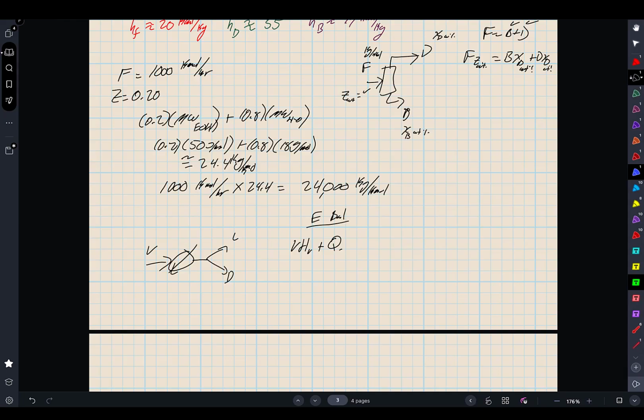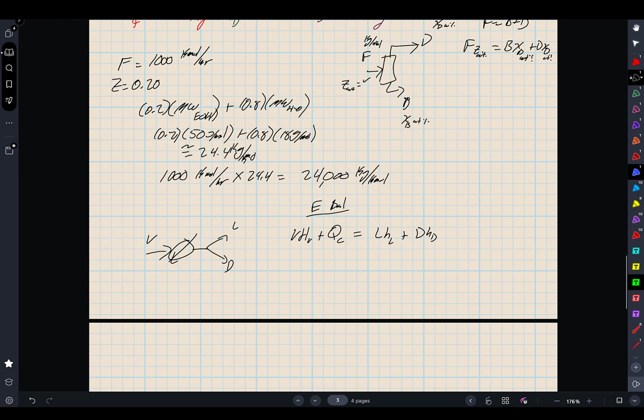The duty about the condenser is equal to the enthalpy leaving, L times, this is liquid, so it's little HL, plus the distillate flow rate times, I'm sorry, it's not XD, it's HD. And by rearranging, we can say that the duty around the condenser is equal to negative V big HV plus L little HL plus D HD.